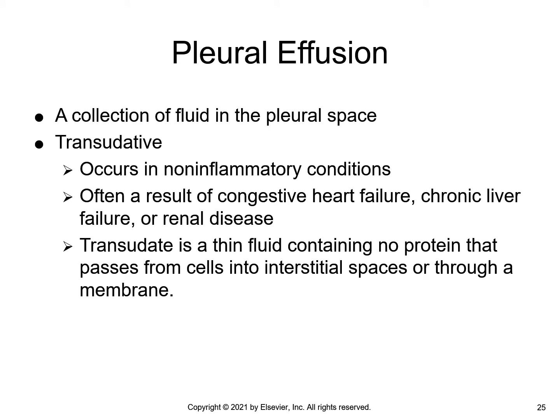The exudate can be thicker and contain cells, proteins, and other substances. Exudative pleural effusion is usually from pleural and lung inflammation, but may also be caused by an organ system through a variety of different mechanisms.